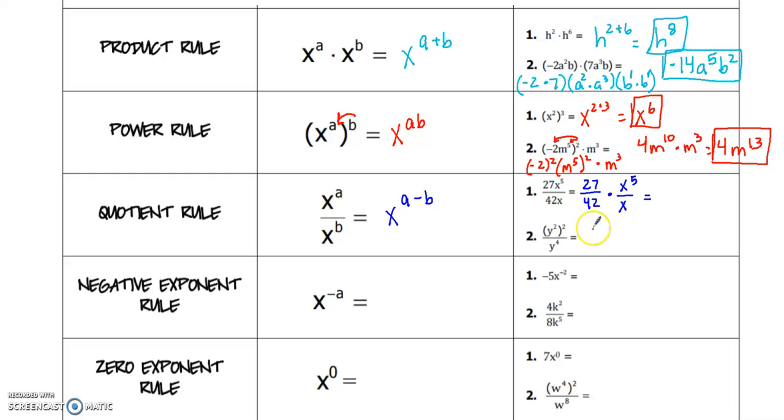So I've got, again, coefficients here. So if I do 27 divided by 42, the best I can do is simplify it by 3. So 3 goes into 27, 9. 3 goes into 42, 14 times. And then if I look at my x's, remember again, if this doesn't have an exponent, it's an understood 1. So now I can say 5 minus 1, which will give me x to the 4th.